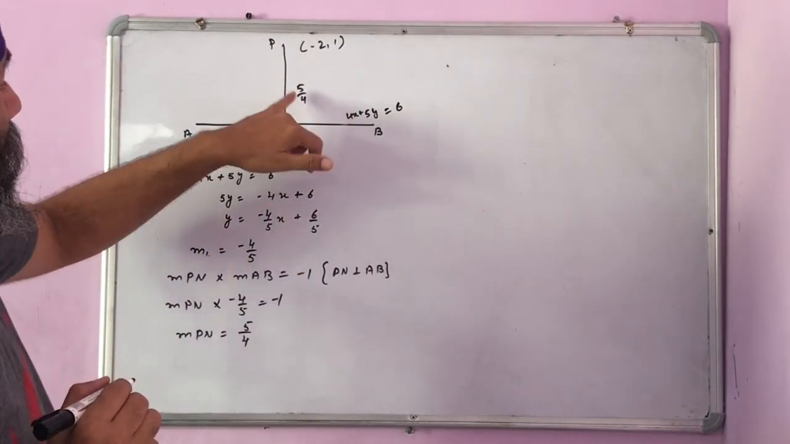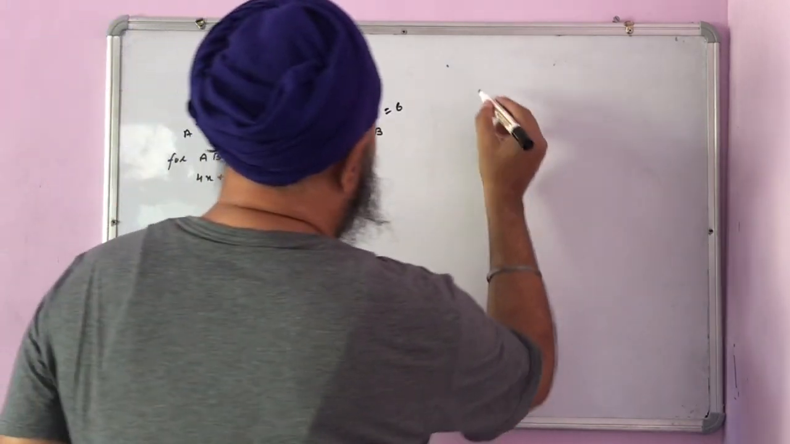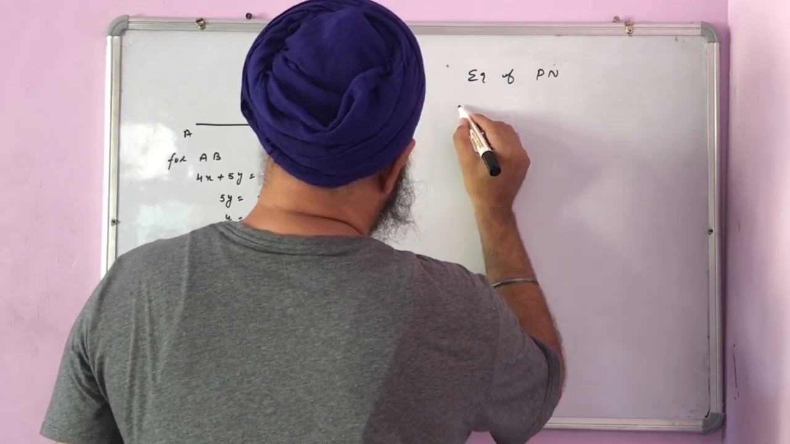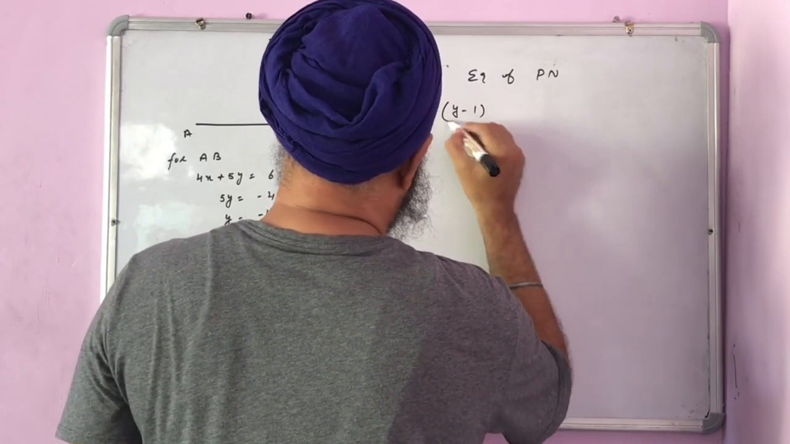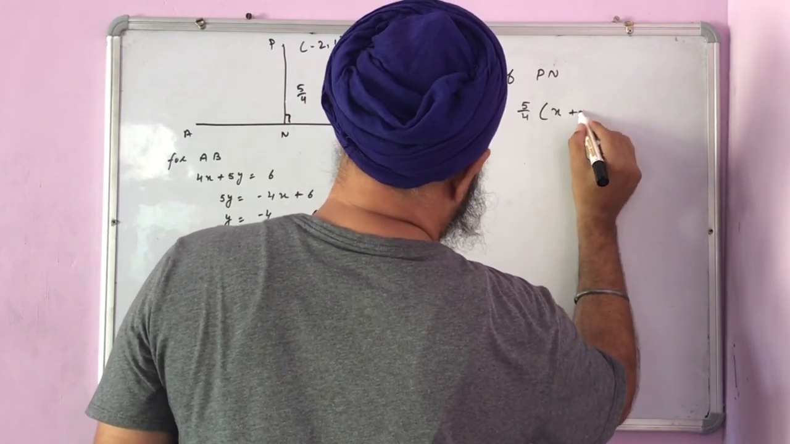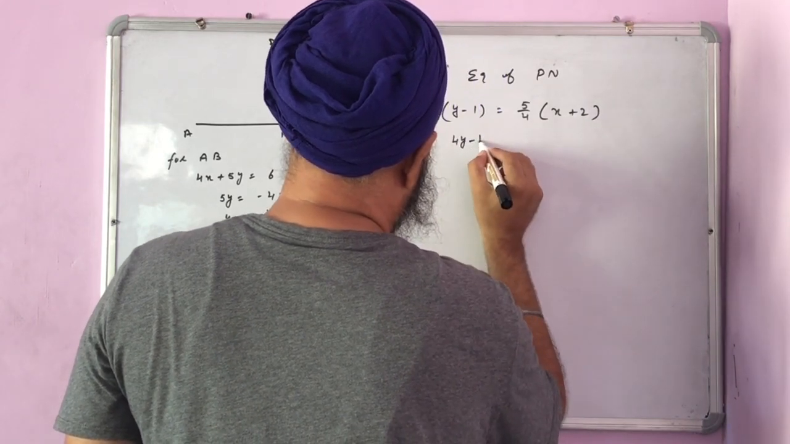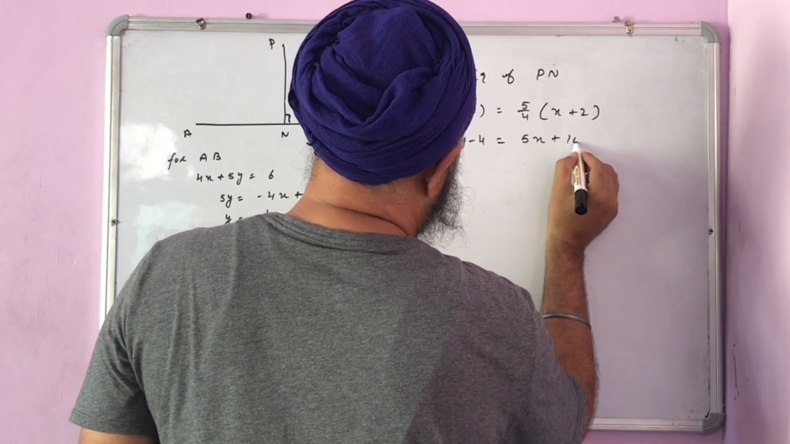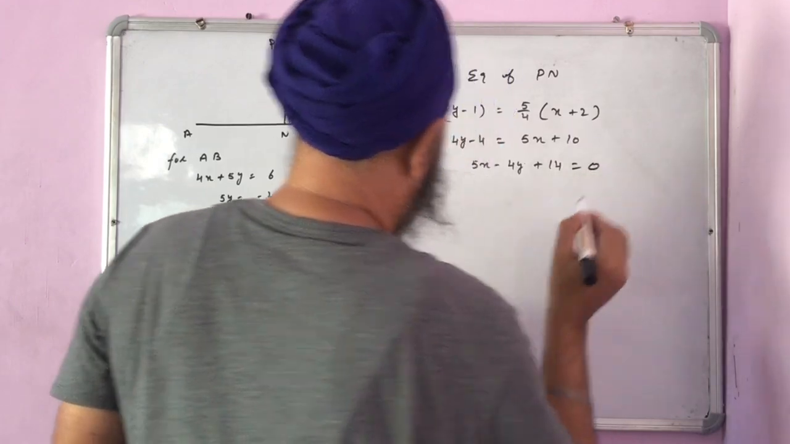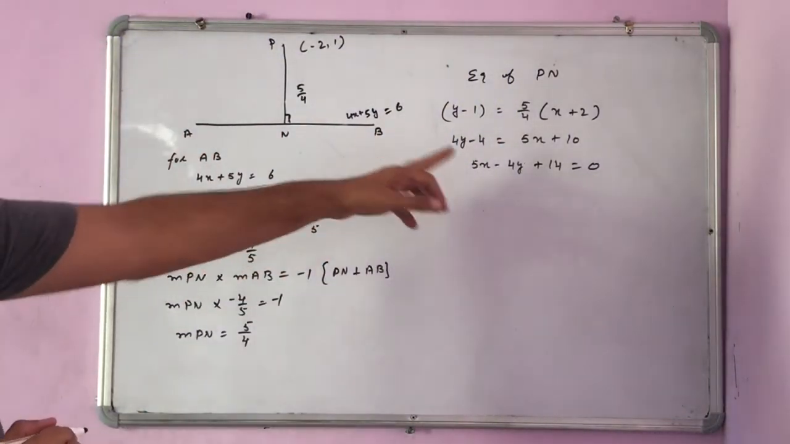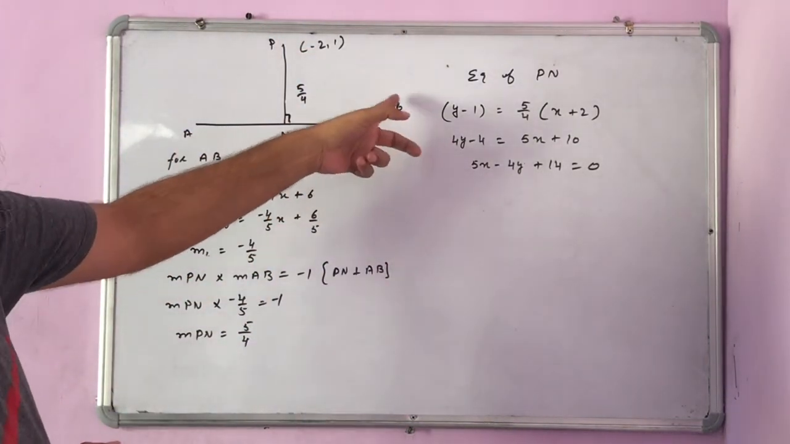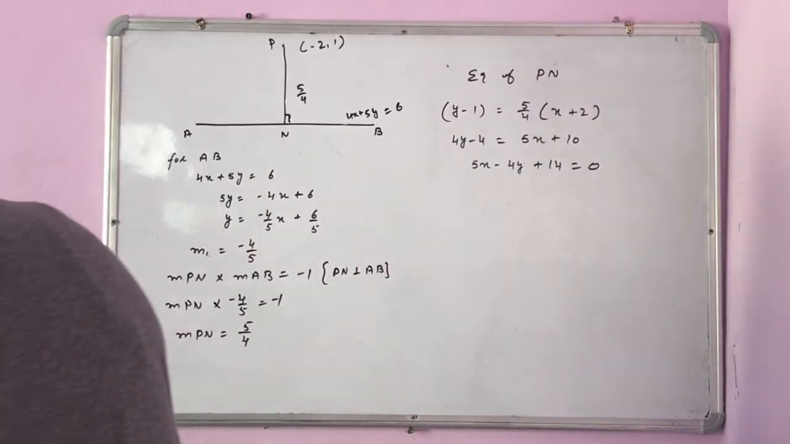Then we know the slope, we know the point. So for the equation of line PN, we apply point slope form, y minus y1 equals m times x minus x1. So 4y minus 4 equals 5x plus 10, so 5x minus 4y plus 14 is equal to 0. This will be the required equation of line PN, which is perpendicular to AB, or 4x plus 5y equal to 6.